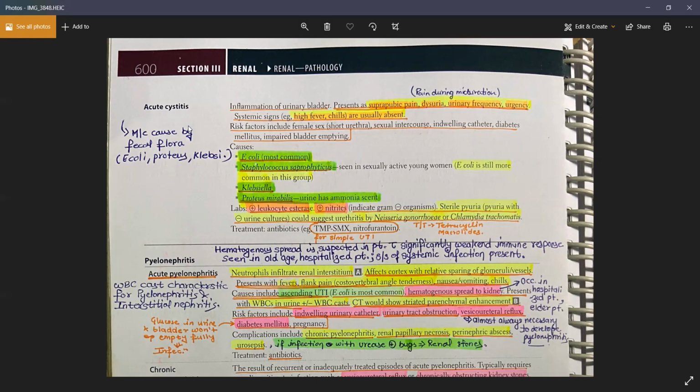And what about cefaclor? First generation? No, for the first generation you have cefazolin and cephalexin. For the second generation, cefaclor, cefoxitin, and cefuroxime, these three.